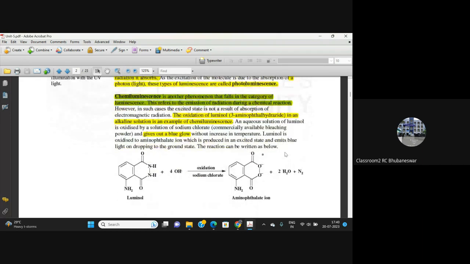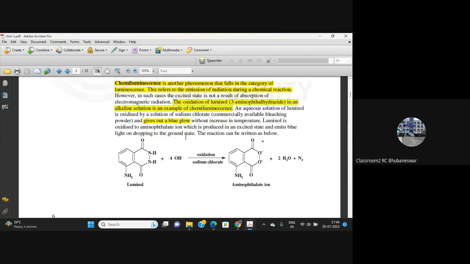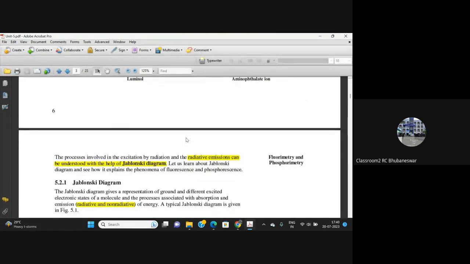So here is the example of chemiluminescence, the oxidation of luminol. Oxidation of luminol in an alkaline solution is an example of chemiluminescence. So oxidation of luminol gives you a blue glow. Glowing thing is different, so it gives you a blue glow. This is an example of your chemiluminescence.